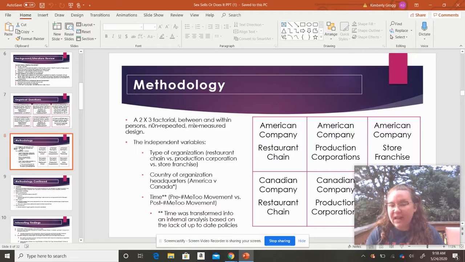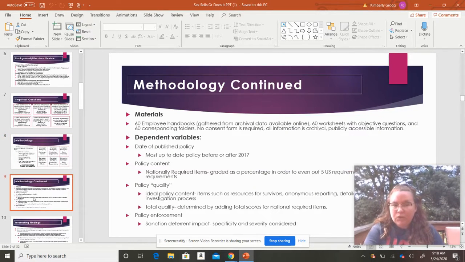I also noted here that time became something that I just used as an internal analysis. It wasn't strong enough statistically to really look at it from a variable standpoint, just because there was a lack of updated policies available, which is pretty surprising. So what did that look like for me?